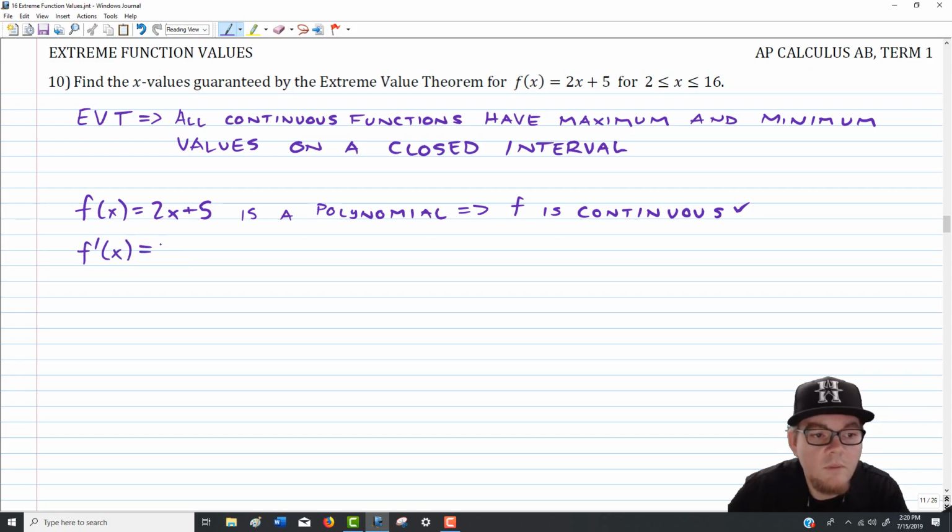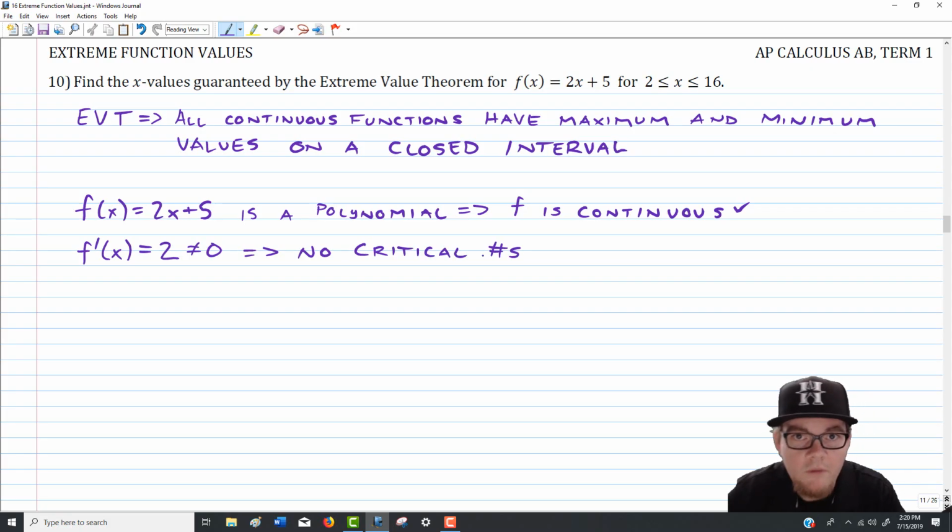The derivative of 2x plus 5 is 2. Unfortunately, 2 never equals 0, which means there are no critical numbers. Now again, pause, hold that gasp for just a second. Yes, there are no critical numbers at all for this function. It has no critical number whatsoever.